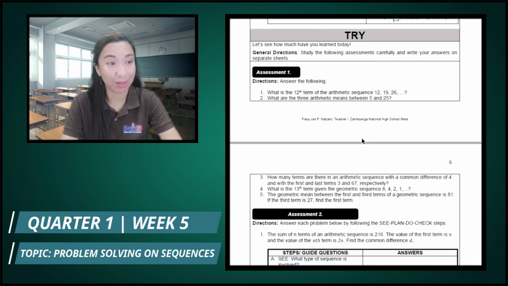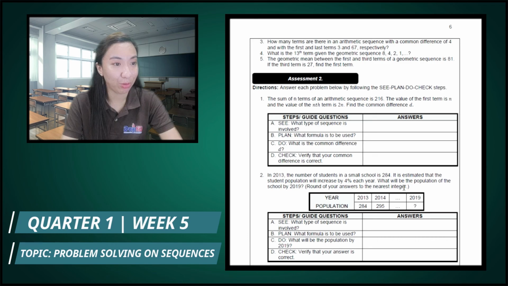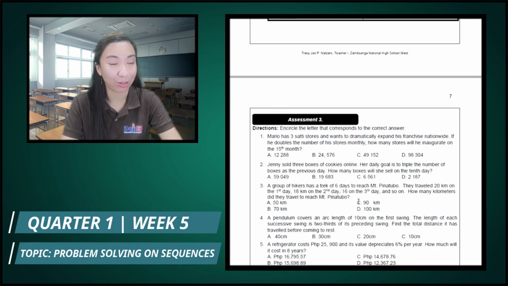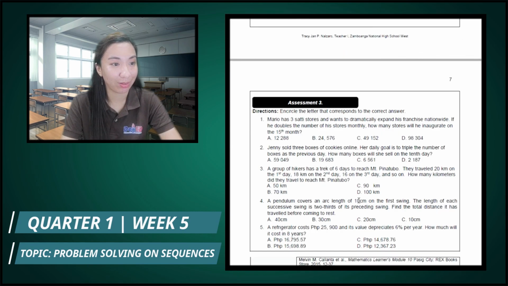And for your assessment, you actually have 3 assessments. For assessment 1, you have to answer the following. You have to give the correct answer and show the solution. And for assessment 2, following the steps see, plan, do, and check, you're going to answer the following problems. And for assessment 3, you're going to encircle or just write the letter of your answer on a separate sheet.